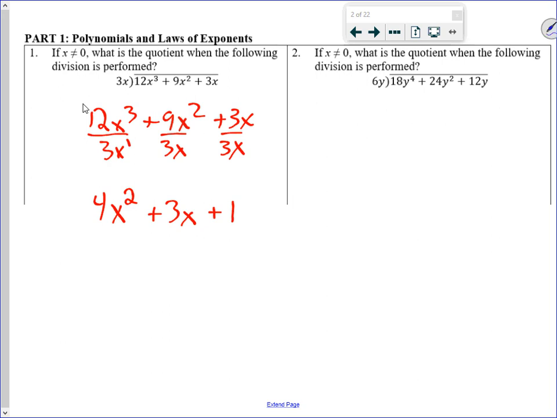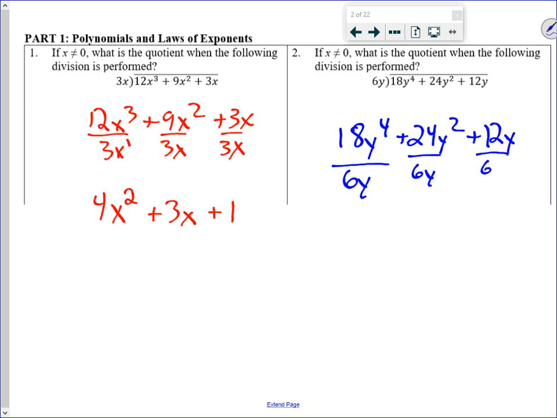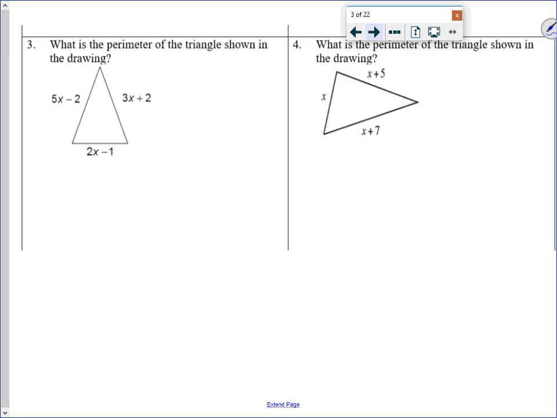And so we use the same technique over here on this problem. Divide each term by the divisor, and this will give me 3y cubed plus 4y plus 2. All right, next slide. So, perimeter.